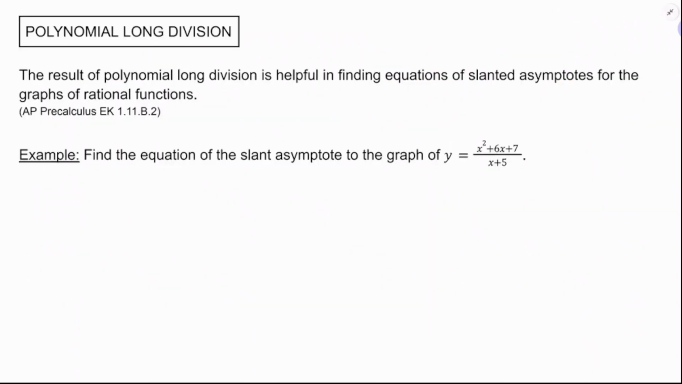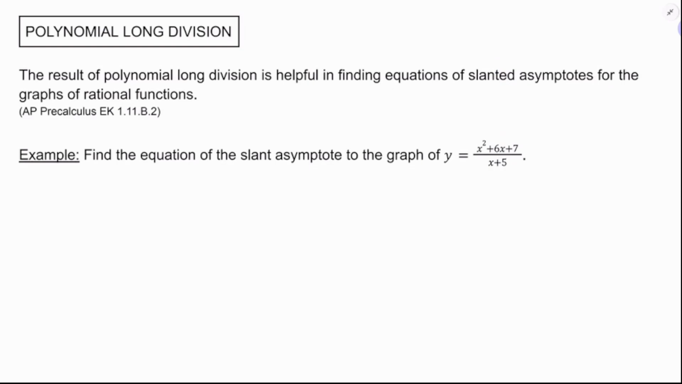So that means we need to talk about polynomial long division, which is the other topic for today. And so the result of polynomial long division is helpful in finding equations of slanted asymptotes for the graphs of rational functions. And what I will say about polynomial long division, if you've never done it before, you should probably watch a different video that I might link somewhere around there on your screen, I hope, if I can get the cards to work right.